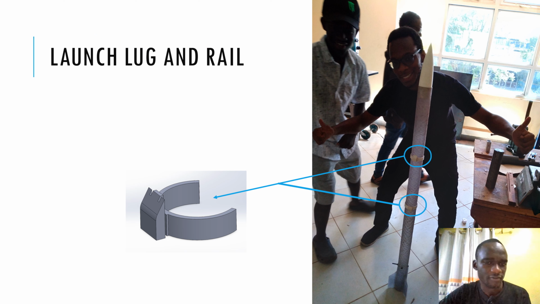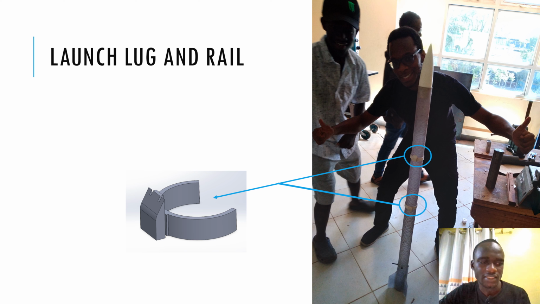So some very important things to note in the launch pad are the launch lug and the rail. The launch rail is basically any normal rail that you can get, so you need to be very careful in your selecting. You need to find a rail for which it will be easy to find the male, that is the lug, to slide inside the rail. Basically, you need to fabricate a launch lug which is going to slide inside the rail and allow the rocket to slide through.